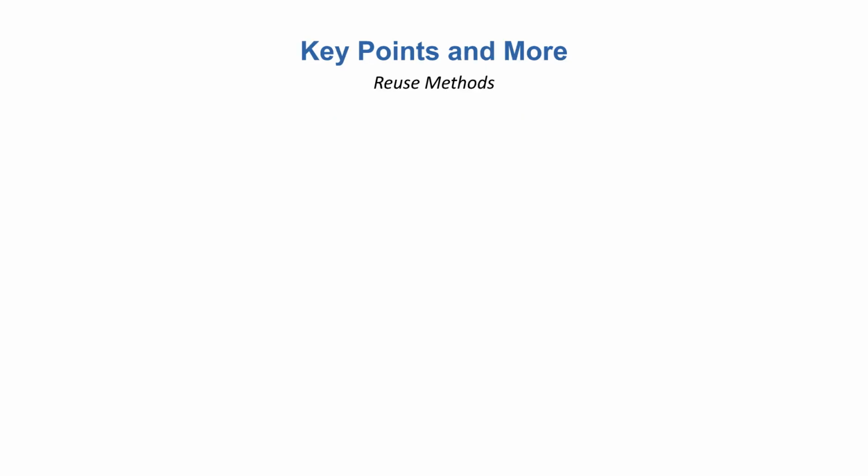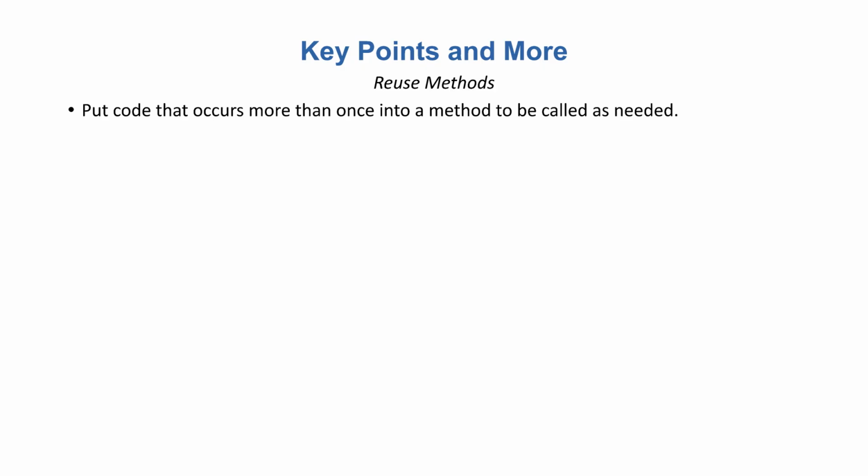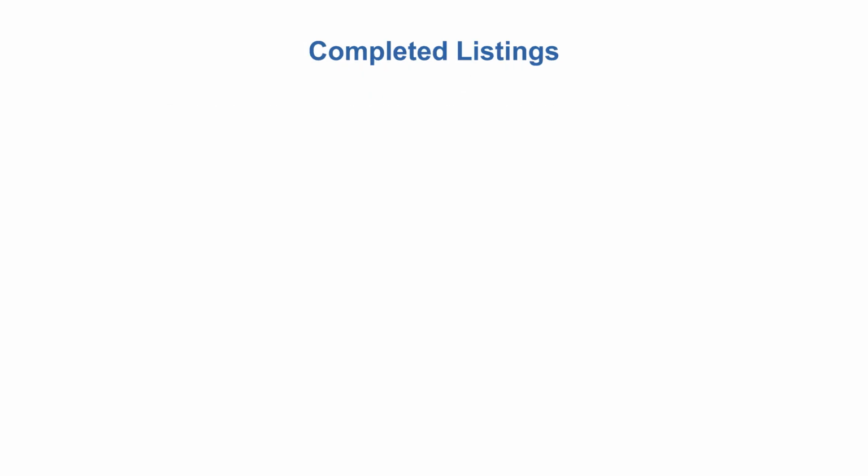Reuse methods. Methods make it easy to reuse code. If the same code will be used in more than one place in your program, put it into a method. Then call the method from all the places that use that code. Here are the completed listings for all the exercises in this video.